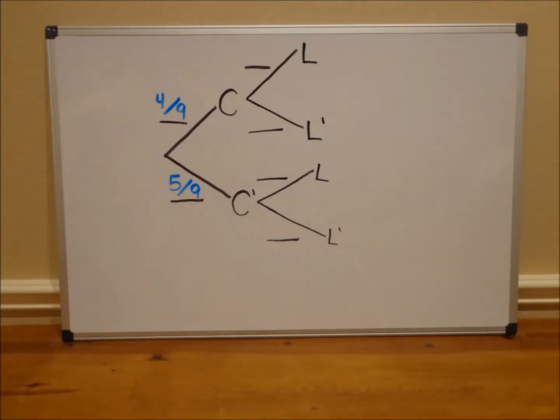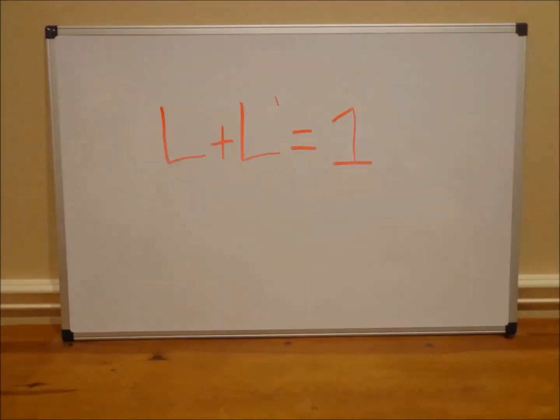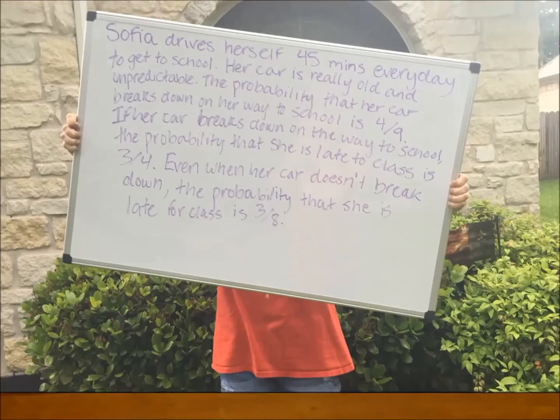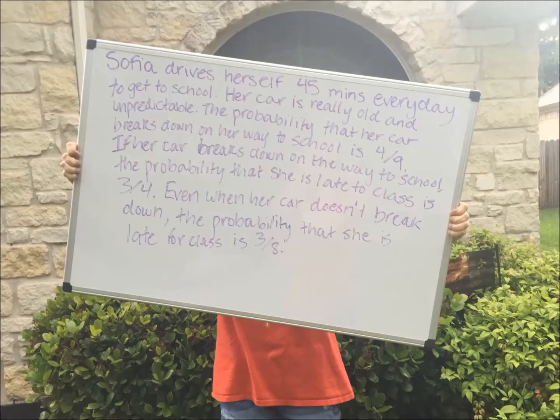Next, we know that if her car does break down, the probability that she will be late to class is 3/4. Knowing that the probability something does or does not happen needs to equal 1, we can conclude that the probability Sophia is not late to class if her car does break down is 1/4. The same thing goes for the probability that she is not late for class if her car does not break down. It's 5/8, since the probability that she is late for class is 3/8. We've now completely filled out the probability tree for this problem.